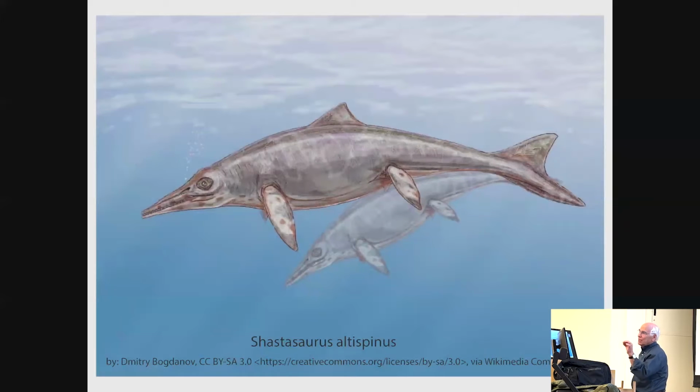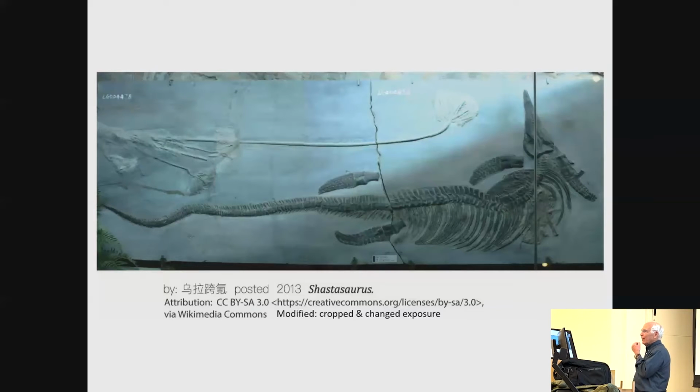And I'll just add again, just to emphasize, that they haven't been reported or described or anything, but there are remnants of ichthyosaur bones from upper Triassic rocks in other places in Oregon as well. But it's a really well-preserved specimen that Dr. Orr described. Here's another Shastasaurus. This is a Shastasaurus from China.